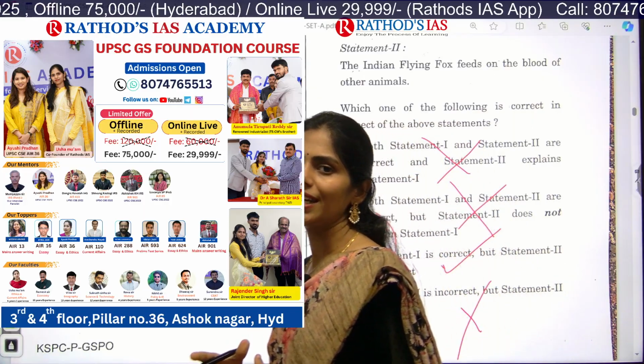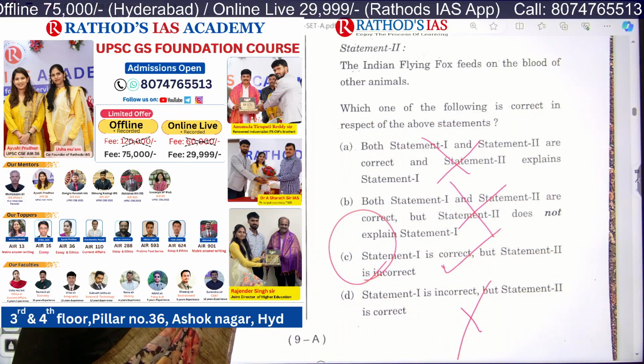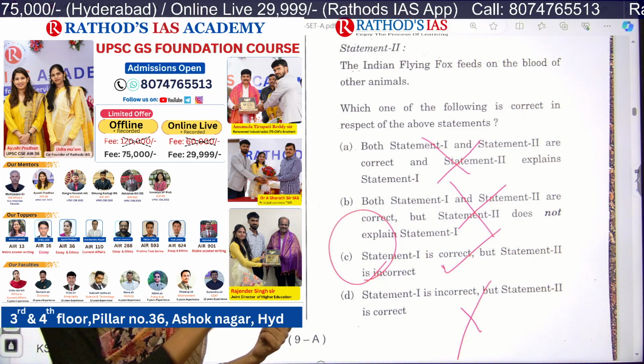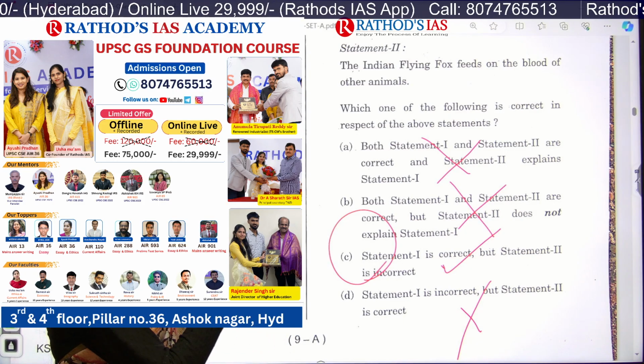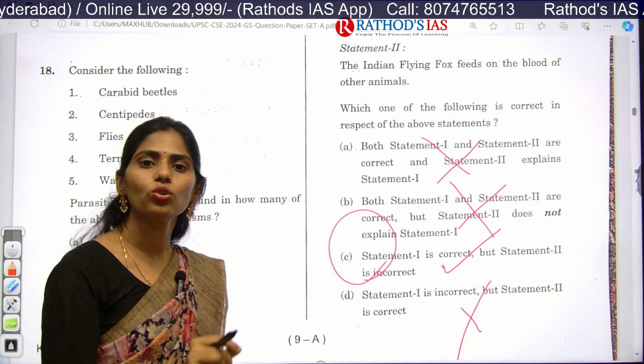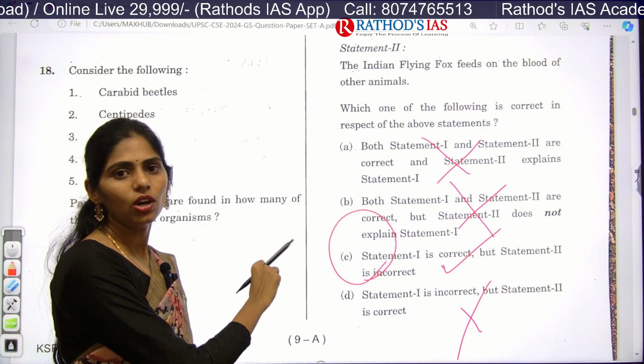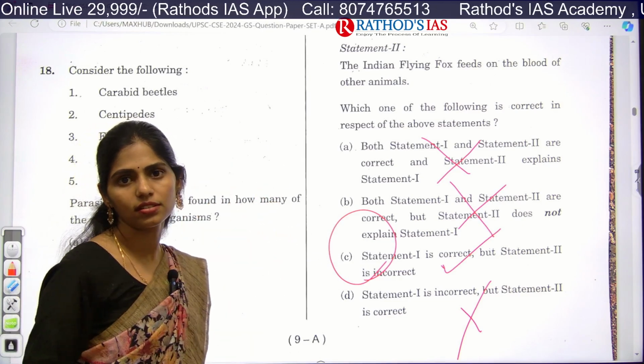I hope this analysis is very useful for you guys. Not only am I giving the correct answer, but I am also giving the relevant explanation so that you can really connect with what is wrong and what is right.